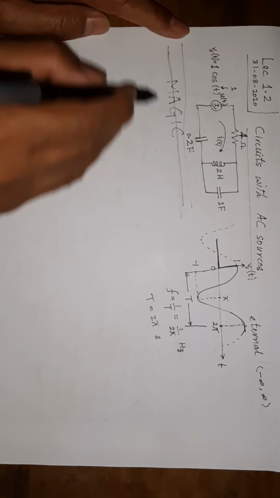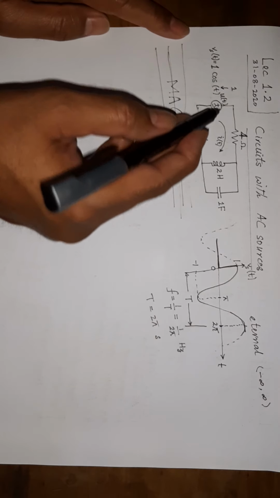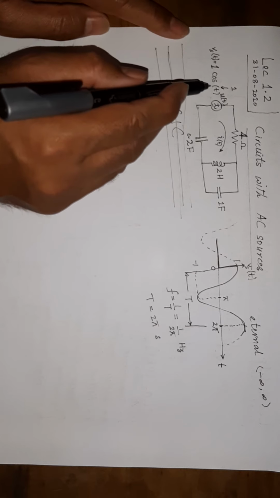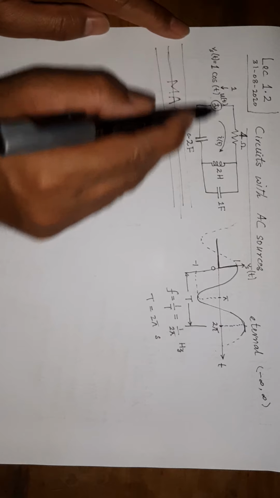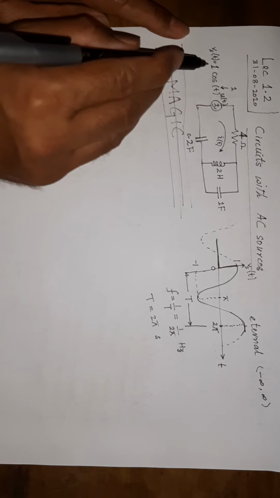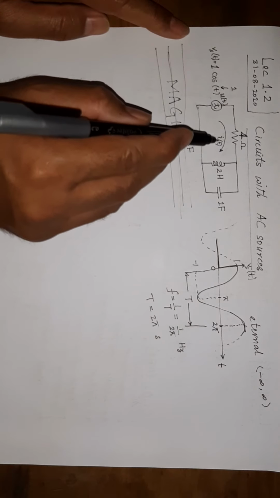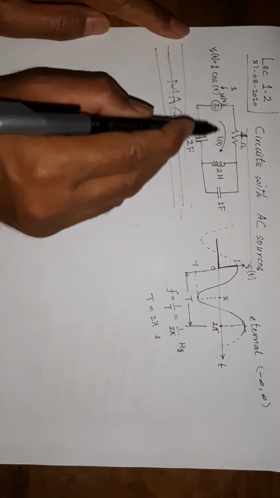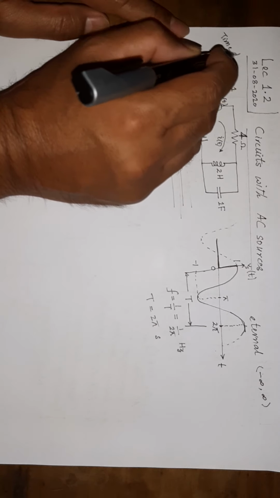There is a bit of magic. Everything related to this circuit has a t in it, a time in it, so this circuit is in the time domain. This voltage source is a function of time, and this current that we are going to find is also a function of time.